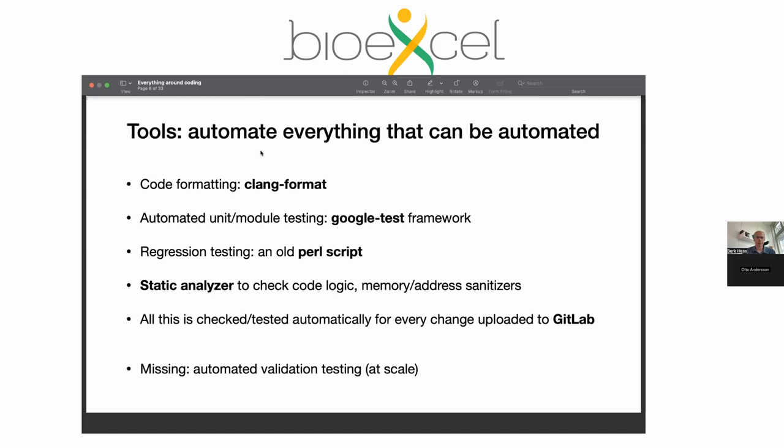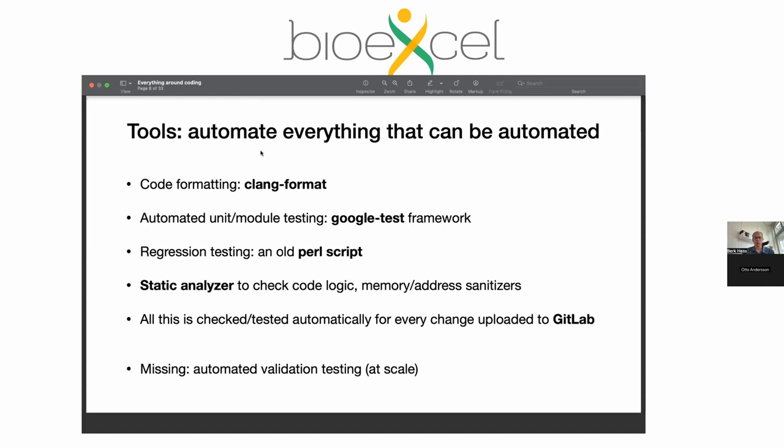Then we have, well, I couldn't be present at all talks, so I don't know if this was discussed, but there's a static analyzer. Yes, I think I heard some of that. Yes, in Andre's talk, there's a static analyzer to check code logic, and address sanitizers to check memory bugs, which is also very beneficial. A lot of bugs in the history of Gromacs have been memory or wrong address bugs, very typical. So many of those you can nowadays catch automatically. And all this is checked and tested automatically for every change uploaded to GitLab. So this takes away all of the effort here apart from writing the tests themselves.